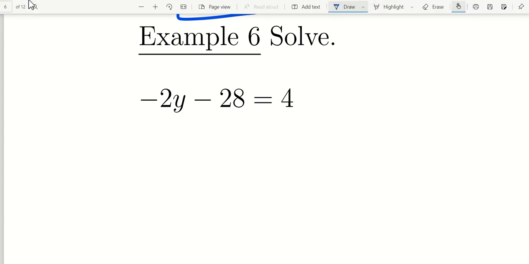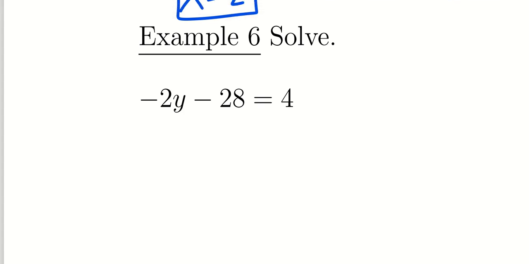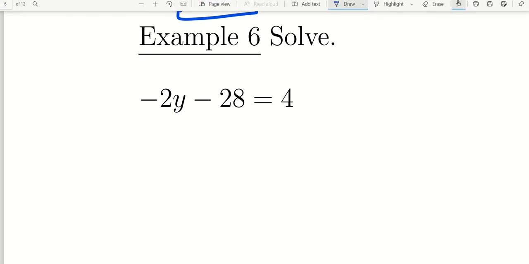Let's take a look at another one. In example 6, it's the same kind of idea. We want to solve for the variable. Here's my equal sign. My variable is over here on the left-hand side. This is my y term. In addition to having this y term on this side, we have another term, which is this minus 28, which we want to get rid of first.